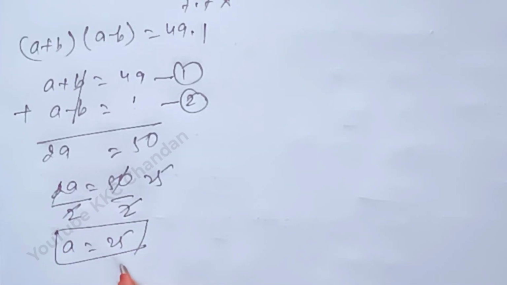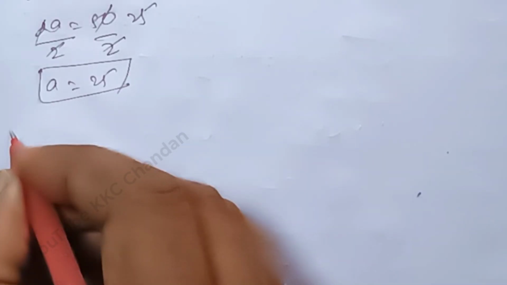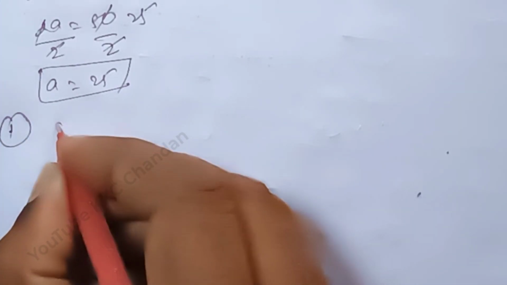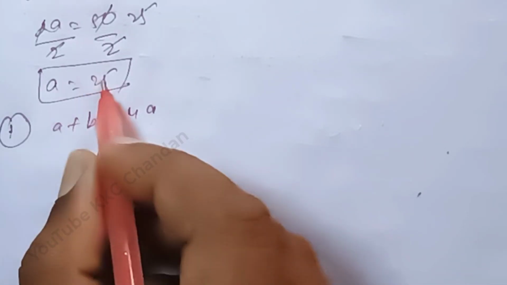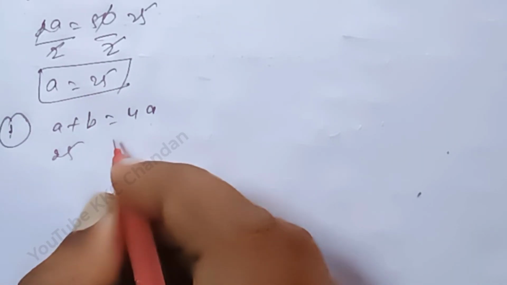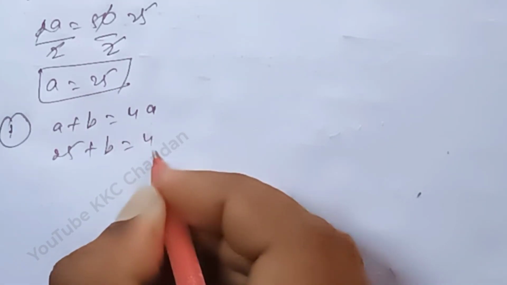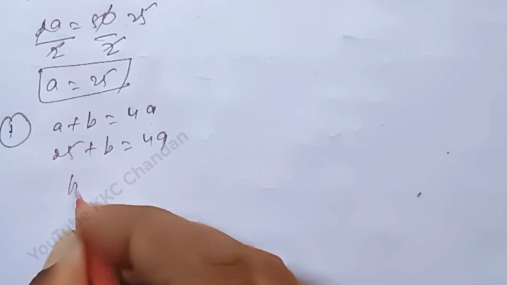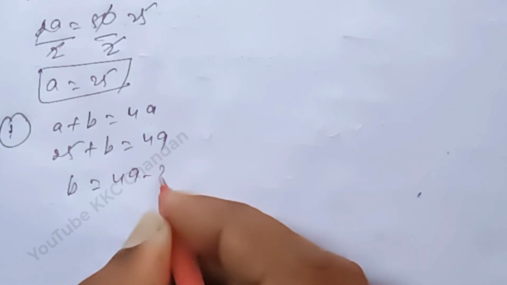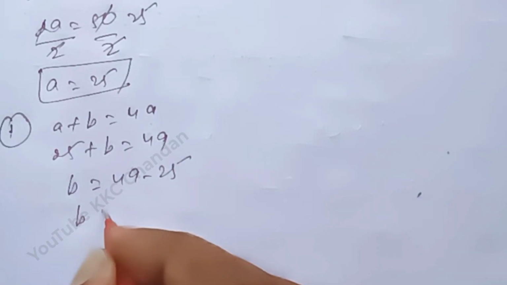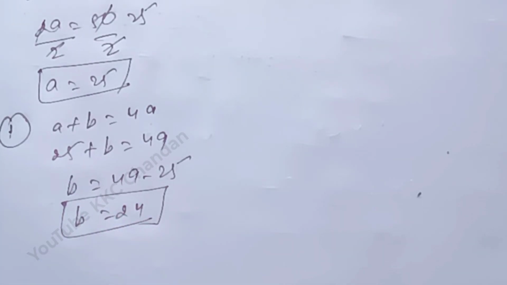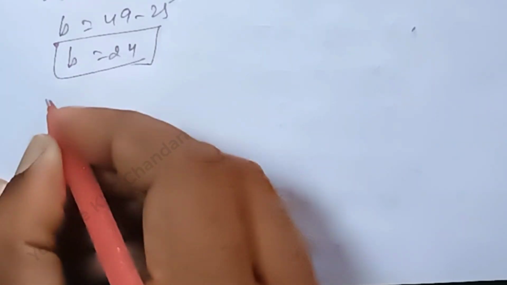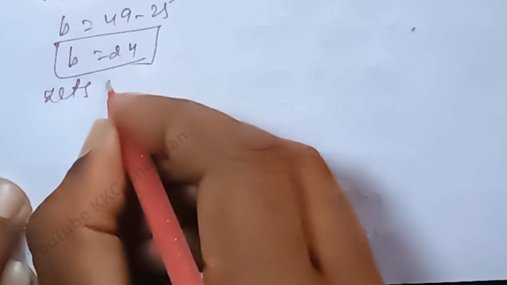Here a value we get, now we want to find the value of b. Equation 1 says that a plus b is equal to 49. The a value is 25, so 25 plus b is equal to 49. Therefore b is equal to 49 minus 25. B is equal to how much? 24. B value is 24. Let's check.